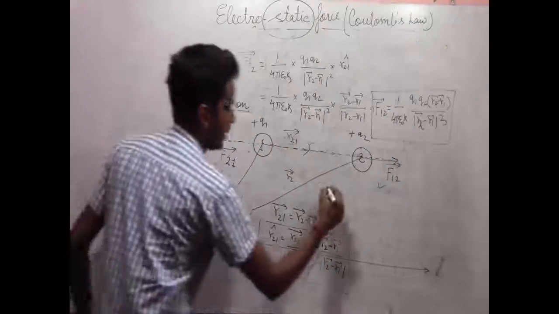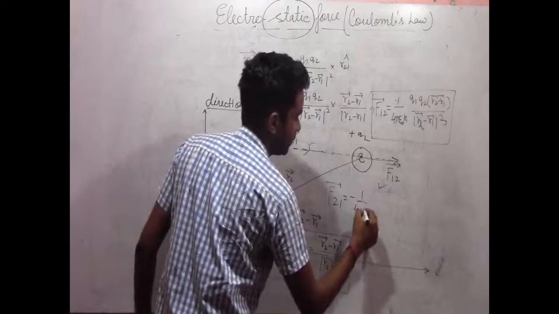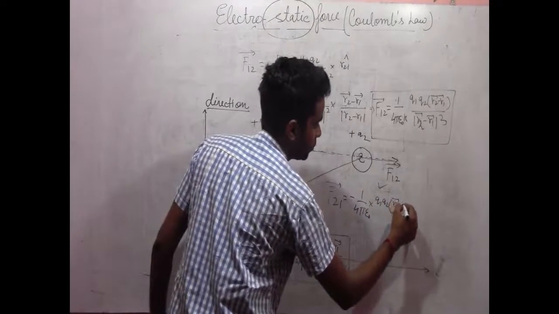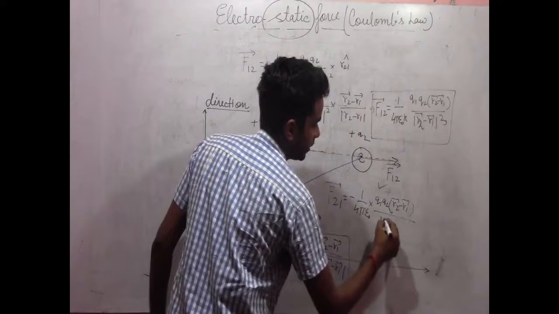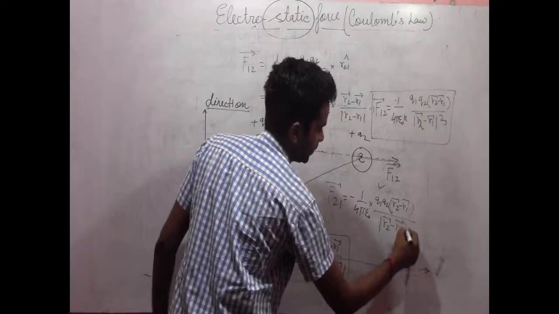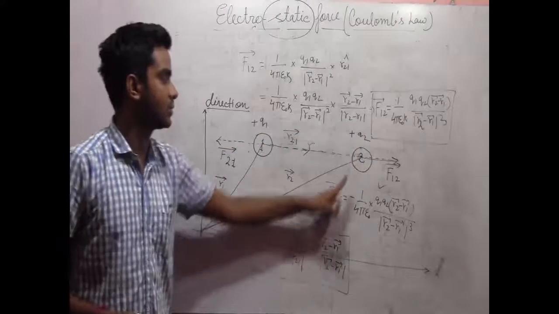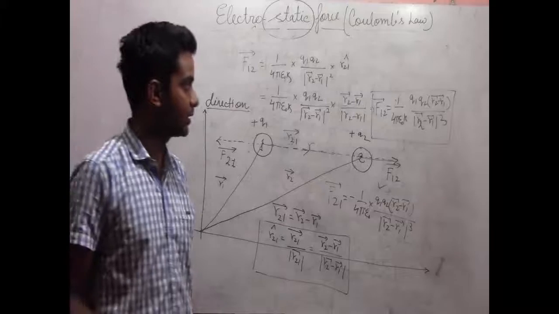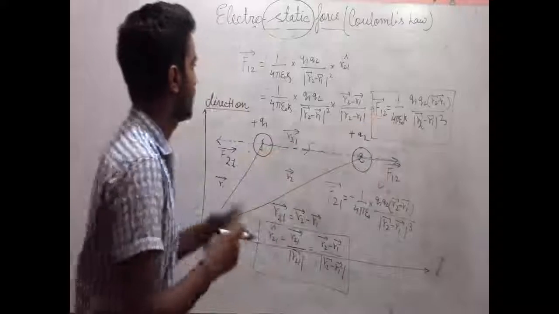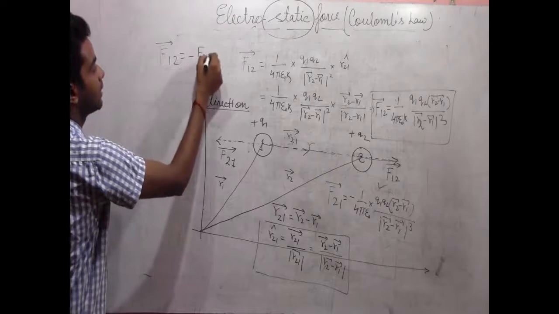Now vector F21 has become minus times 1 by 4 pi epsilon naught q1 q2, vector r2 minus vector r1 upon mod of vector r2 minus vector r1 cubed. This force and this force in the vector form, you may say, are opposite vectors. From this conclusion you may write vector F12 is equal to minus vector F21.